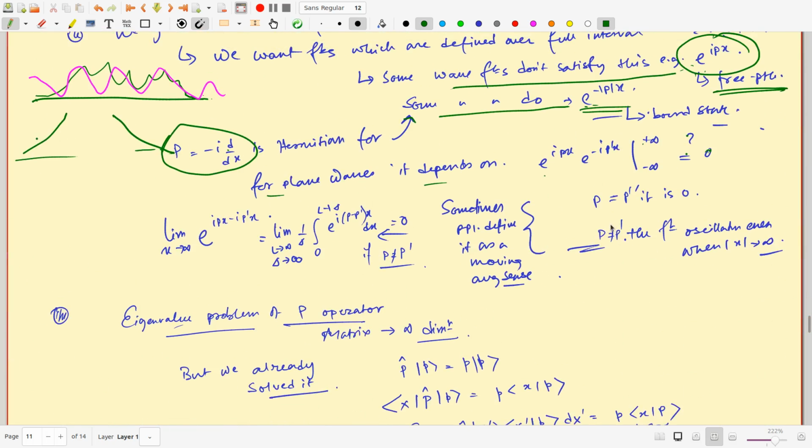So if they are plane waves of two different momenta, then the function keeps oscillating even at x going to infinity. So sometimes to get a way out of that, people define this object as some moving average, where you take an average over some region. It's an oscillating function, and you take the average over some region. In that sense, if you define this object like that, then the average goes to 0. By tweaking this definition people try to explain this, but it doesn't really resolve the issue.